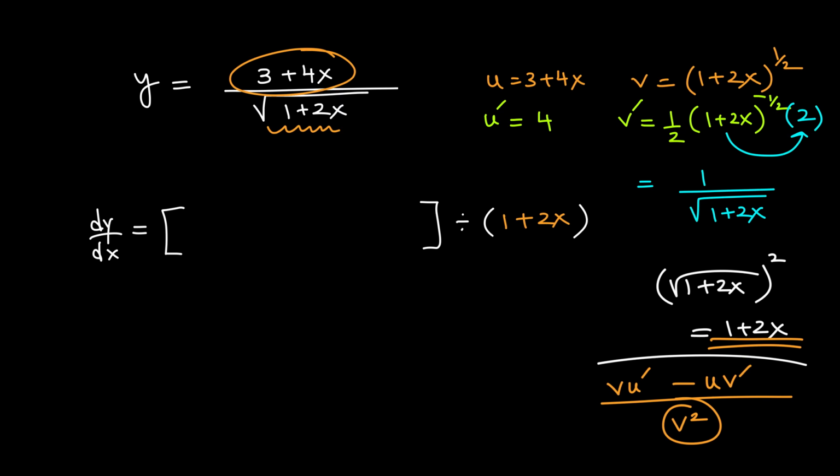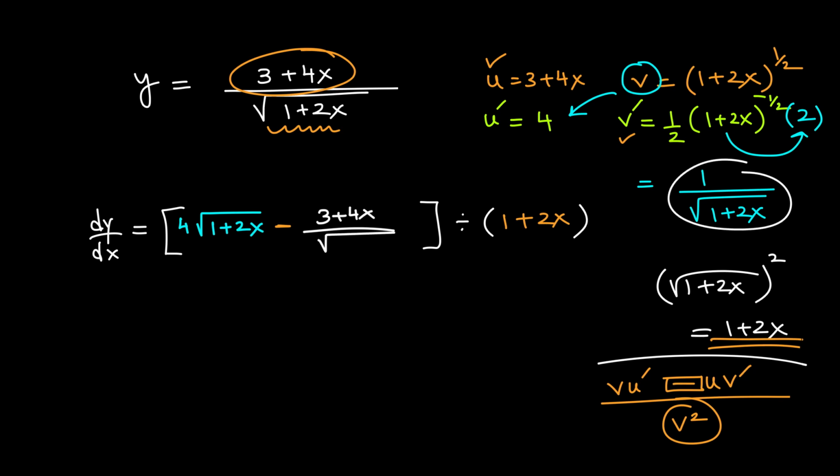What else is left? We are multiplying v with u prime. So this is 4 multiplying out with (1 + 2x). Minus is part of this formula over here. And then u is multiplying with v prime. So this is (3 + 4x) multiplying with this. So it can be written as the square root of (1 + 2x).